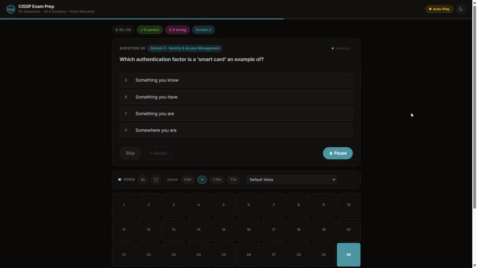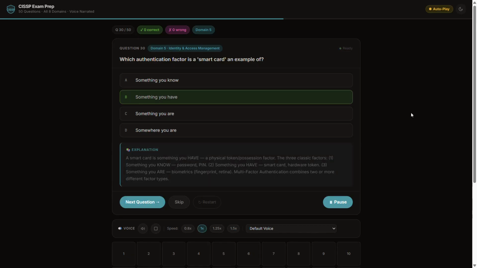Question 30. Which authentication factor is a smart card an example of? Options: A. Something you know, B. Something you have, C. Something you are, D. Somewhere you are.